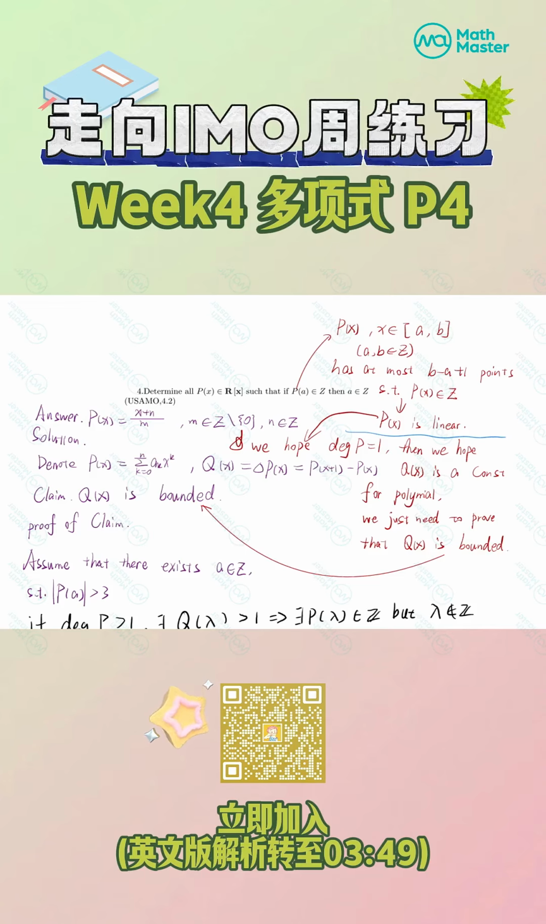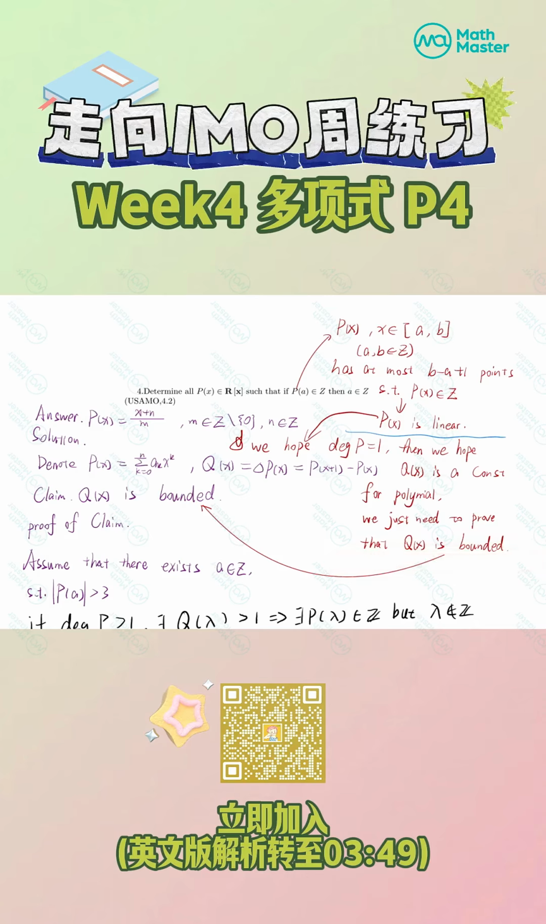Then, let's think about it here. Let's first prove that this P(x) is linear. First we take the difference of P(x), define it as Q(x), and we want to prove what we want to prove. Do we want to prove that it is linear? We must definitely prove this Q(x).